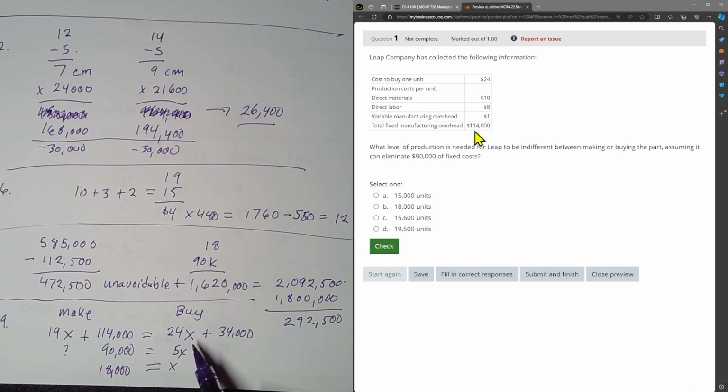So $24 times some level of production plus $34,000 in fixed costs. Those numbers should be equal on both sides. So what we do is solve for the level. I can subtract 19 from 24, and I can subtract 34 from 114, so 5x equals 90, and x equals 18. So at 18,000 units, making or buying is exactly the same cost. Below that, it will be make it yourself. Above that, it will be buy. And just to double check, it is.